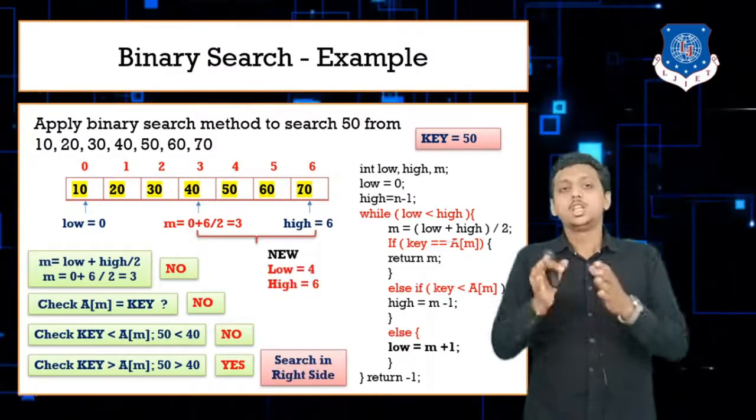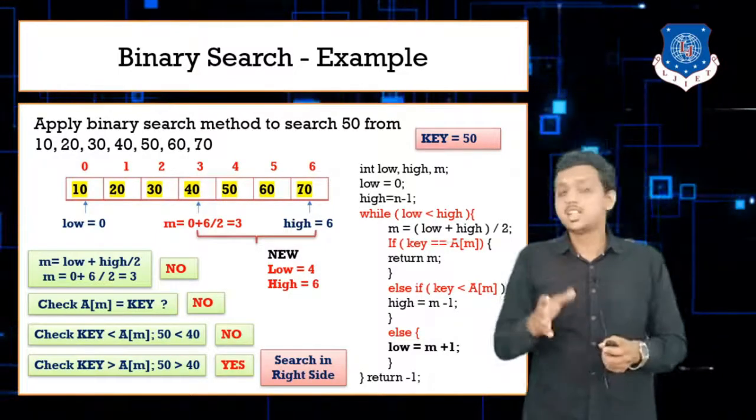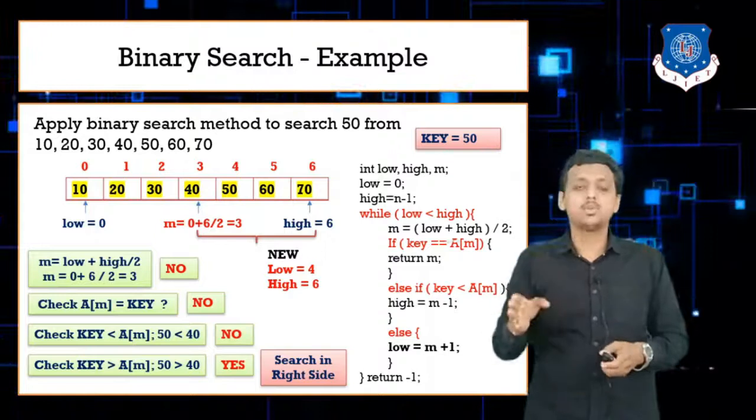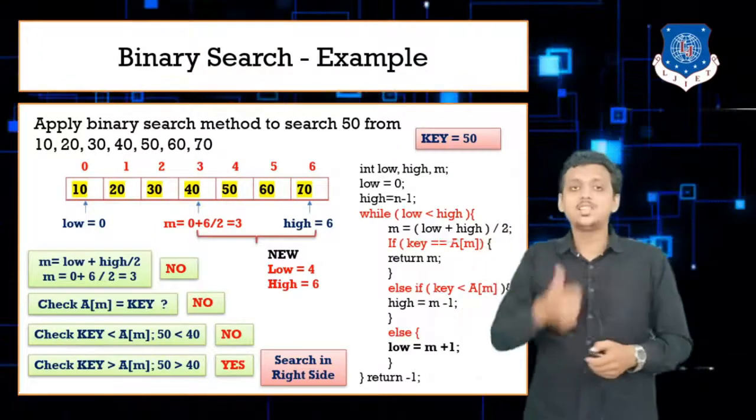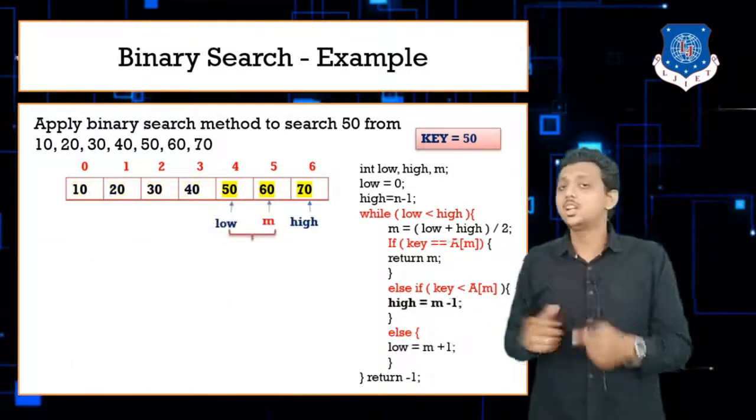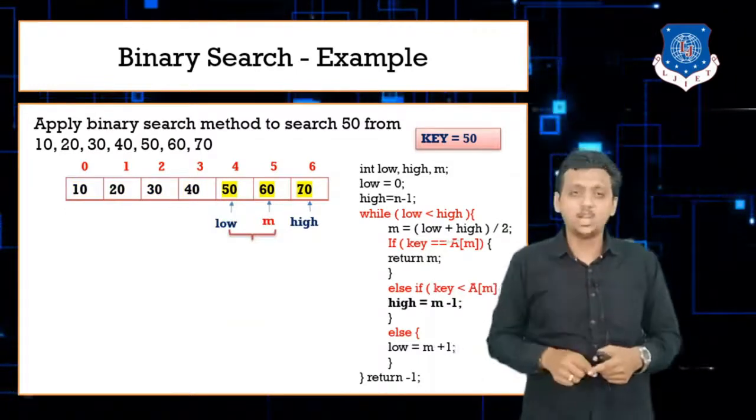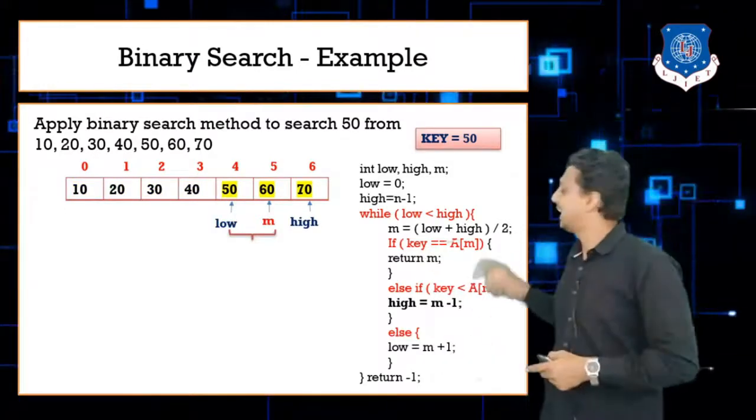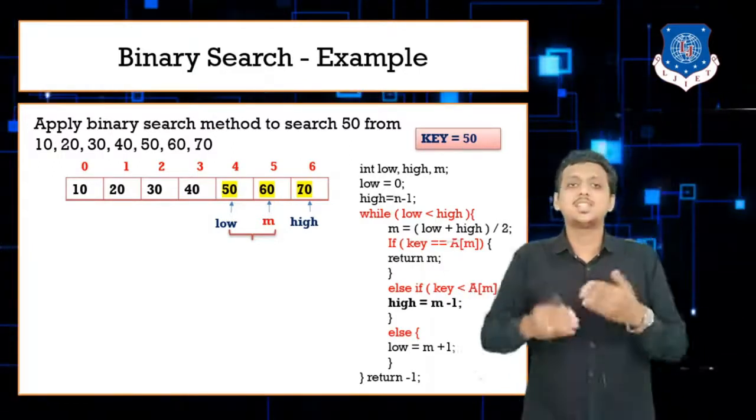Okay. See, your low is right now 0, m is 3. That's why your low becomes 3 plus 1. That means 4. High is as it is. So high is at 6, low is at 4. So next task is to search in the right array. As your key value is greater than a of m, you need to search in the right array. See students, our right array contains the values like 50, 60, 70.